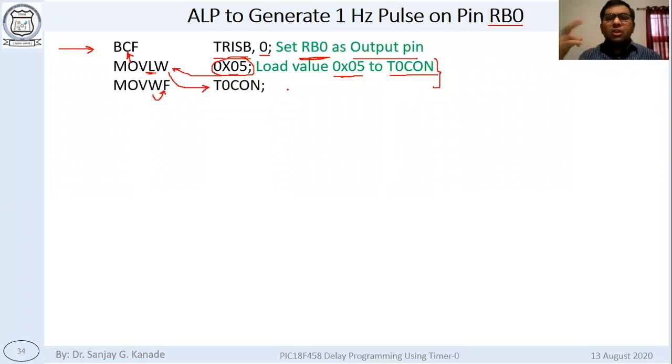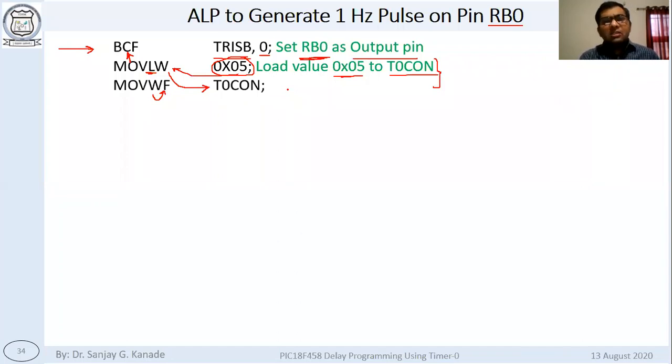This kind of pair we have been using a lot of times because this is the only way through which we can load some value into a register. We have to use these two instructions for that. Okay. So this was one setting that we had to copy into T0CON.